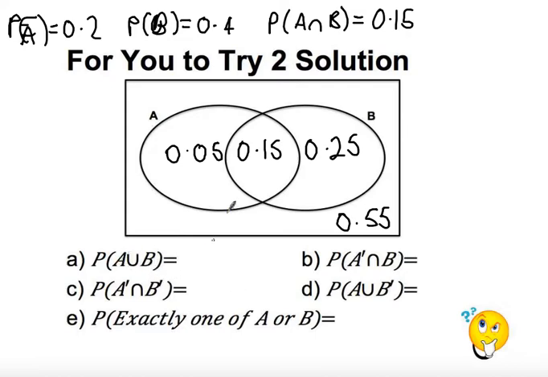Okay, A union B, well, that's the region that links to A. This is the region that links to B. The union is all 3 sections, so 0.05 plus 0.15 plus 0.25. I'm not going to be able to fit it in, so I'm just going to have to put the answers in. It's going to be 0.45, which we calculated a minute ago in order to find that outside probability.